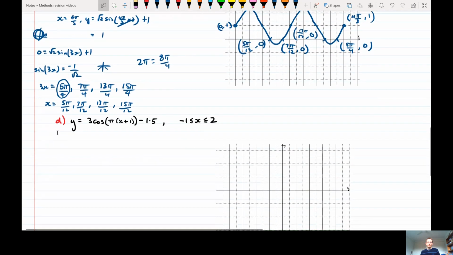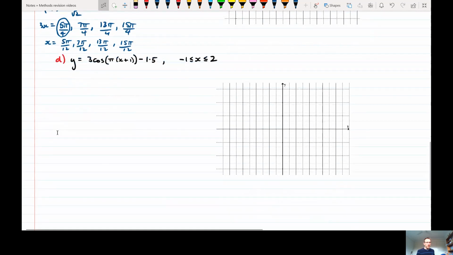All right, final one. This one has got a horizontal translation, which is why I've left it till the end. They're always the most tricky, and also you'll find this time I've made sure that the period comes out to a nice whole number.